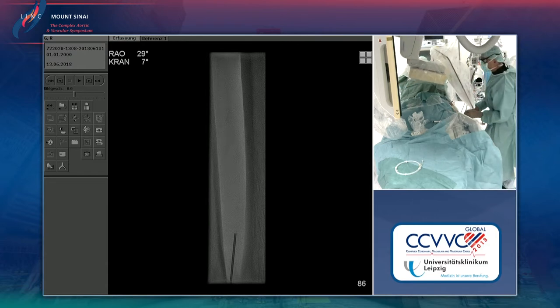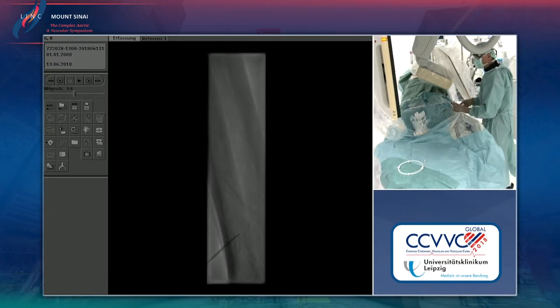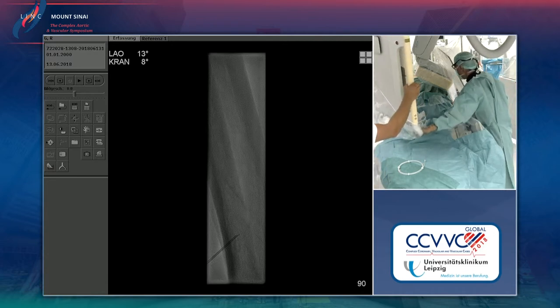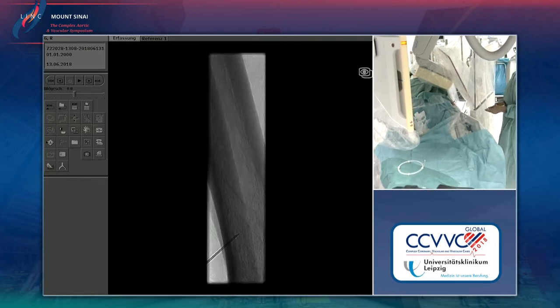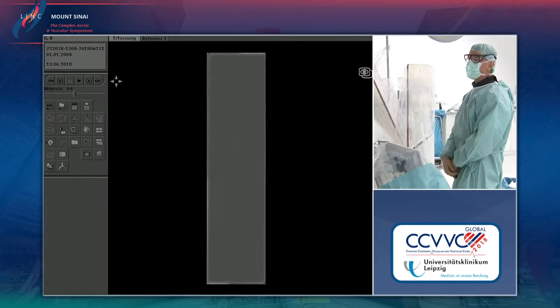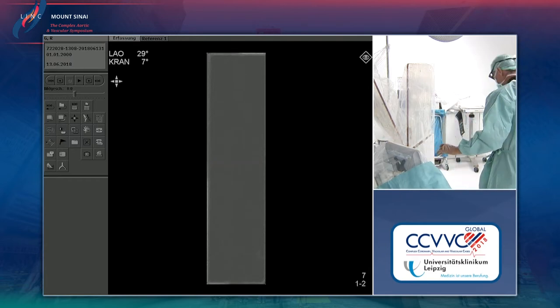Not sure whether you can see this on the camera. I will go here now contralateral, and now, Miguel, I think this is a good idea to either do DSA or to take a roadmap. Otherwise, with just fluoro, I will have a lot of difficulties to see this. So, Andre, you're actually listening to one of my advices? Roadmap. Sorry. Again, flow is so bad that it doesn't reach down.